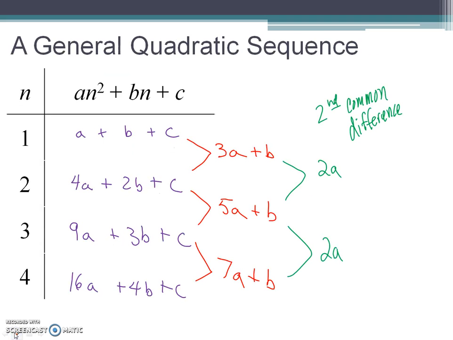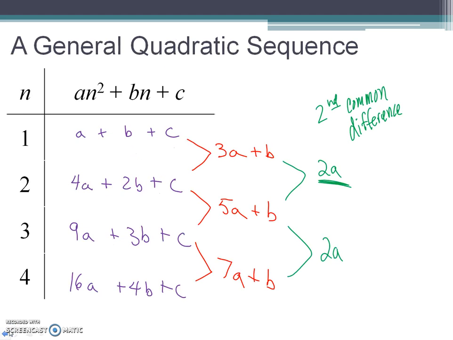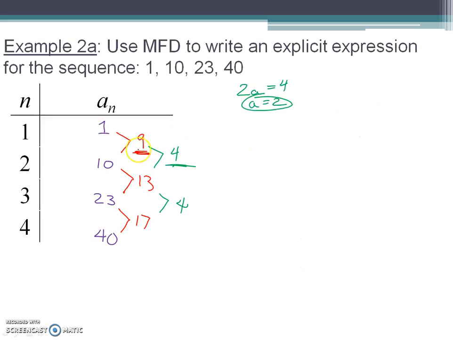So let's look right here. This is 2a, so we can solve for a immediately. 2a equals 4, a equals 2. That's going to be the coefficient of n squared. Now, let's go to red. Again, I can choose any of them. I'm going to use the top one because those are the smallest numbers in my general form. So 3a plus b we set equal to 9. Substitute in my value of a and solve for b. 9 minus 6, b equals 3.